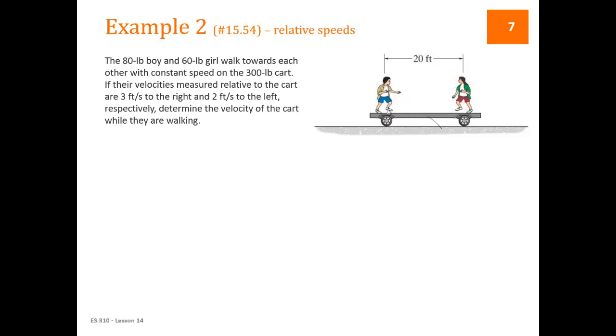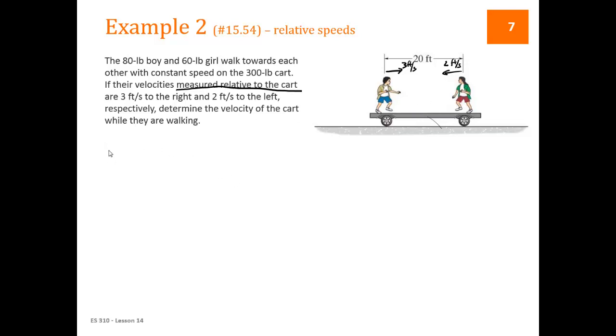The boy weighs 80 pounds. The girl weighs 60 pounds. The boy is moving at 3 feet per second, and the girl is moving in the opposite direction at 2 feet per second. But it tells us that those velocities are measured relative to the cart, so these are relative velocities. Then the question is, as they do this, the cart itself is going to start moving to conserve momentum, and we want to figure out the speed of the cart.